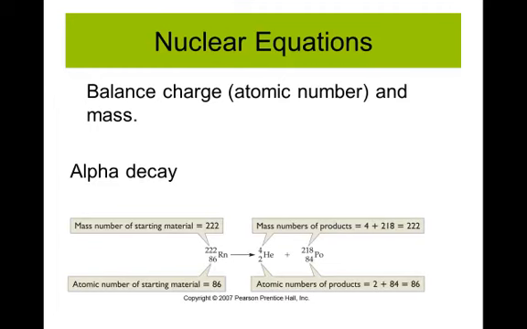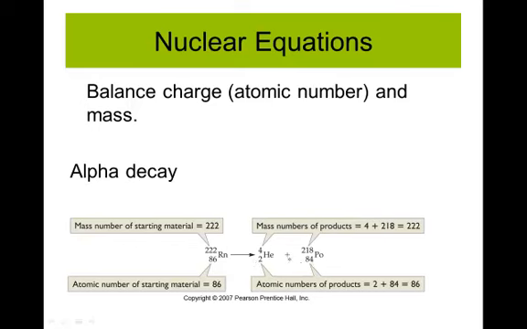So when we look at a nuclear equation, you always want to balance the charge and the mass. So in other words, you want to balance the top numbers on each side. So on the left side, we can see this one has a mass of 222. And if we look on the right side, 218 plus 4 makes 222. We also want to balance the charge. So we can see this one has a charge of 86 on the left. So 2 plus 84 means we have a charge of 86 on the right.